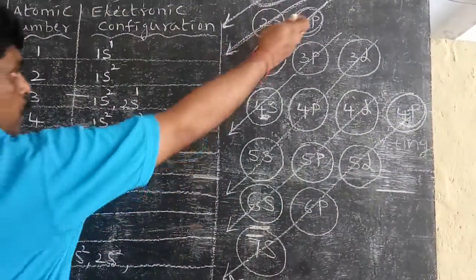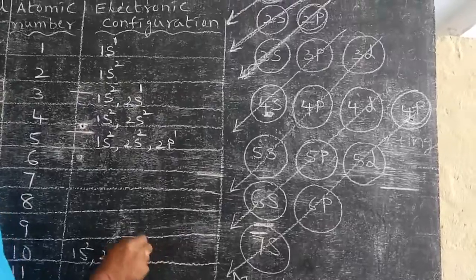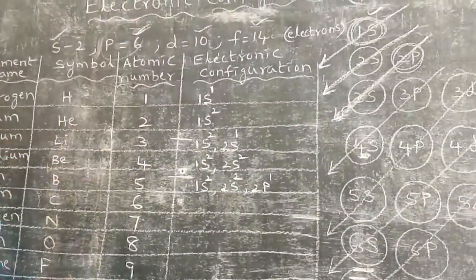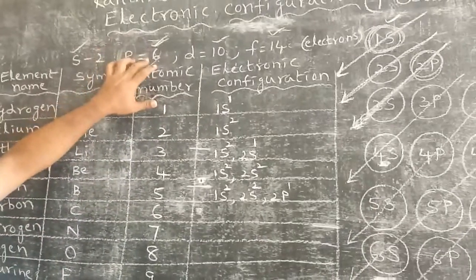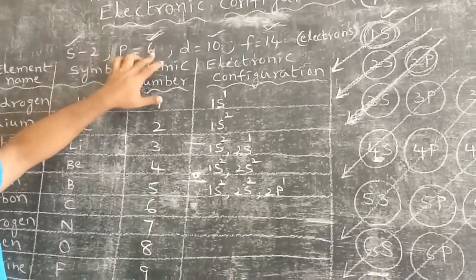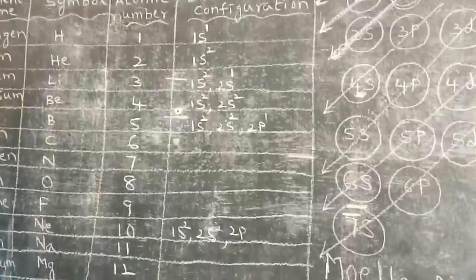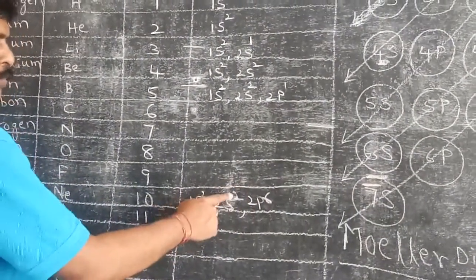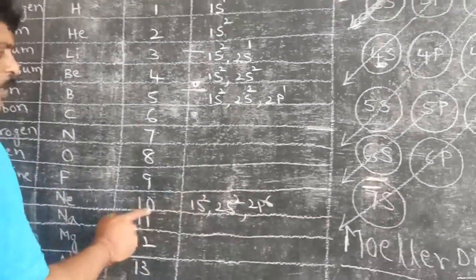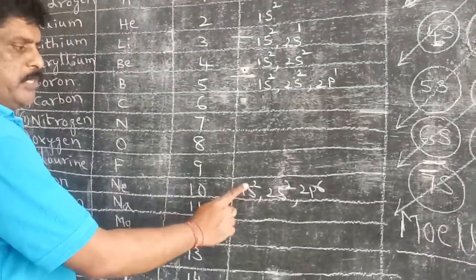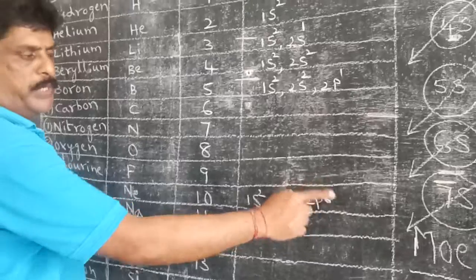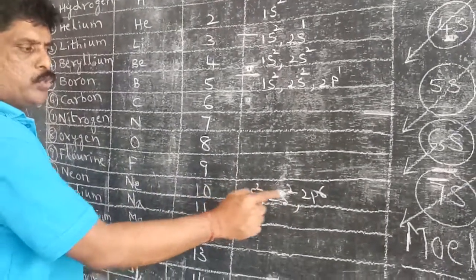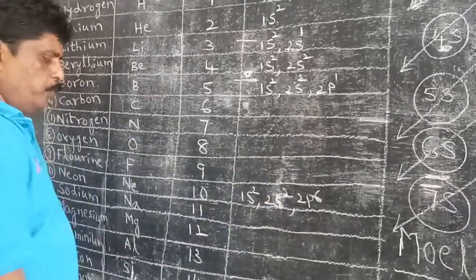So the next room is 2p. How much space is there for p electrons? There is space for 6 electrons in a p orbital, so I fill 6 electrons in the p orbital. Then count the electrons: 2 plus 2 plus 6, there are 10. So the neon electron configuration is 1s2, 2s2, 2p6. We read it as 1s2, 2s2 and 2p6.